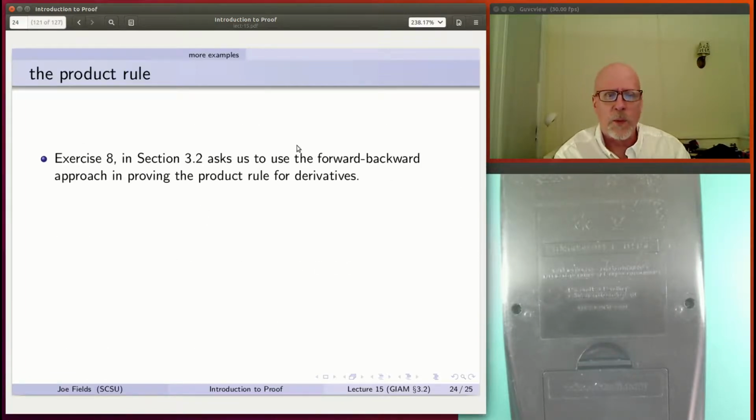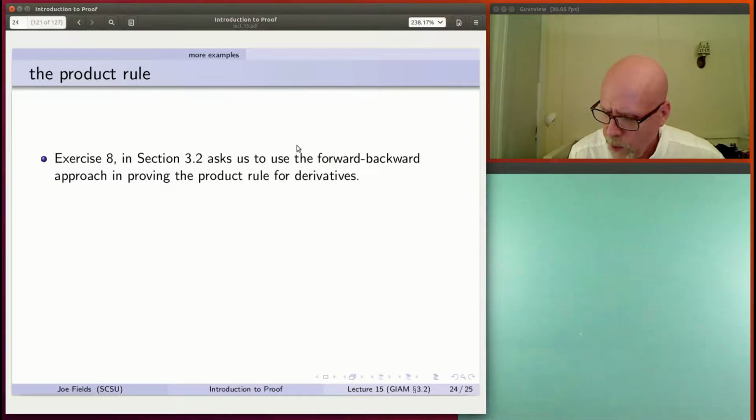Okay, so the other thing I wanted to look at is the product rule from calculus. Exercise 8 in section 3.2 asks you to use the forward-backward approach in proving the product rule for derivatives. And my experience with people using this book is that nobody sees the trick that you need to fill in. You go forward a little bit, you go back a little bit, but there's a point in the middle where you kind of get stuck. So it's too tricky of an argument, so I'm just going to lay it out for you.